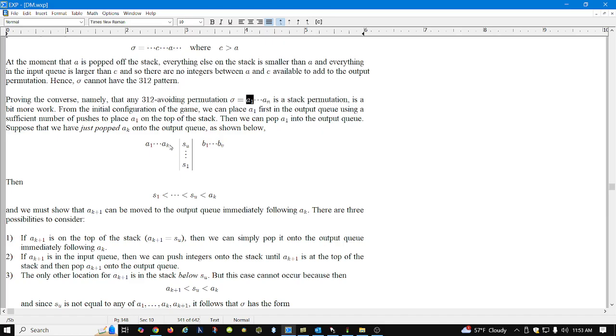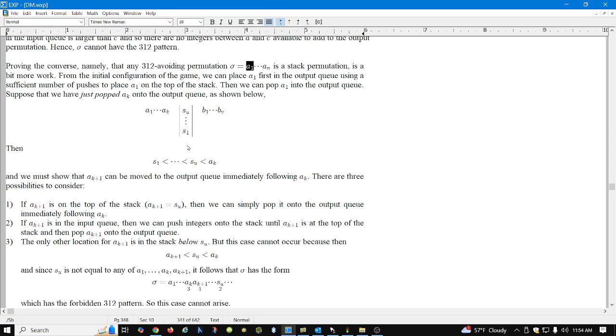The only other problem is that AK plus 1 could be, as I said before, in the stack below SU. But that can't happen, because then AK plus 1 would be less than SU, and SU is less than AK. Now SU is not any of A1 through AK. It's still on the stack, and it's not AK plus 1, because we're assuming it's buried below SU.